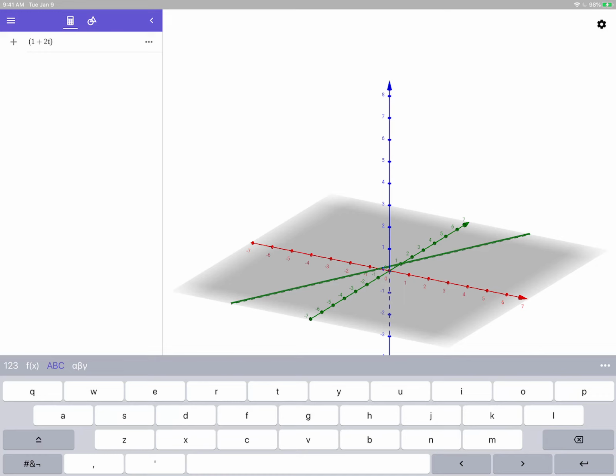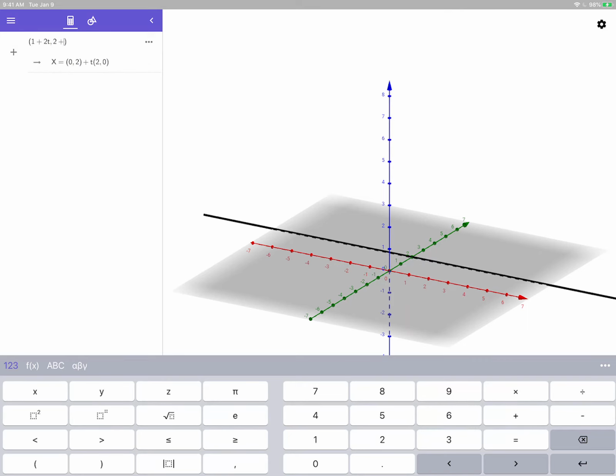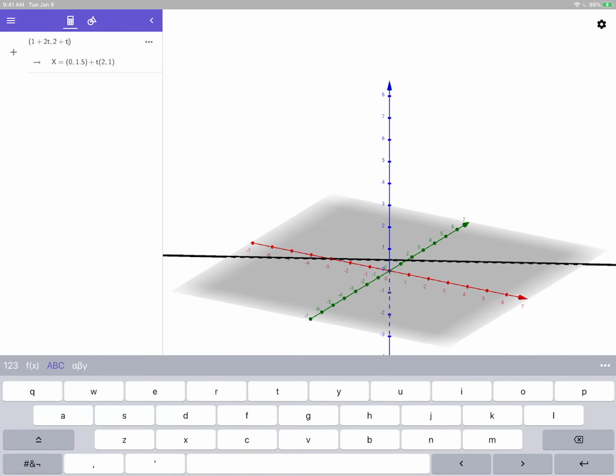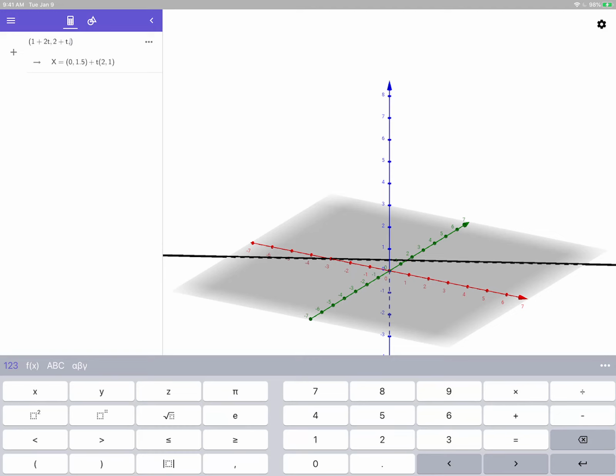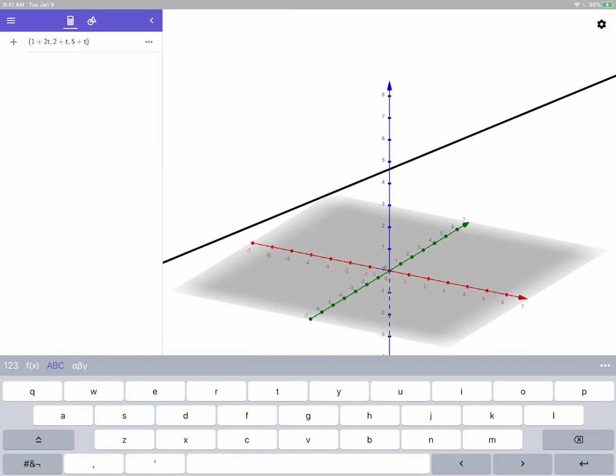And then I put a comma, and I go back to this, and the other one is 2 plus t. And the third component was 5 plus t. So this is Geogebra. It's an app that you can download for free. You can also have a browser setting if you're doing a computer. So you see I copied it right: 1 plus 2t, 2 plus t, and 5 plus t.